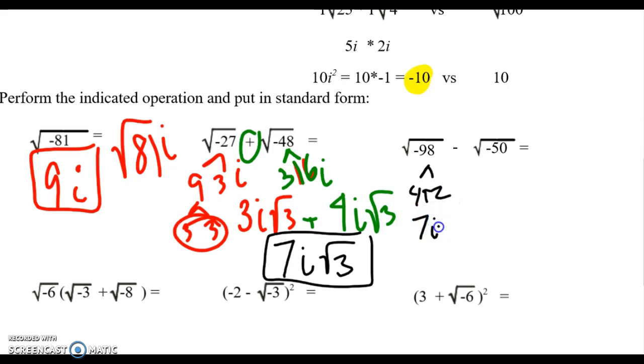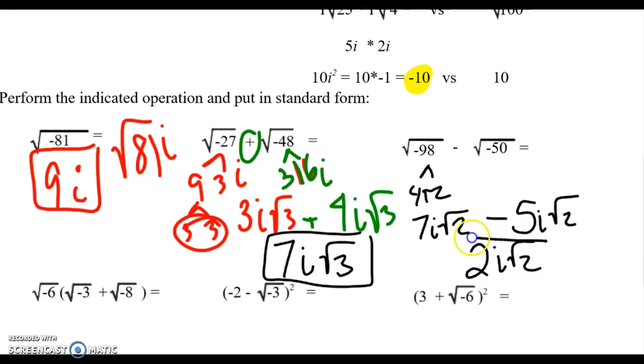So I get 7i root 2 minus 5i root 2. So my answer for that one ends up being 2i root 2. Okay, if you need help, ask a friend, kind of look through, figure out how I got my pieces.